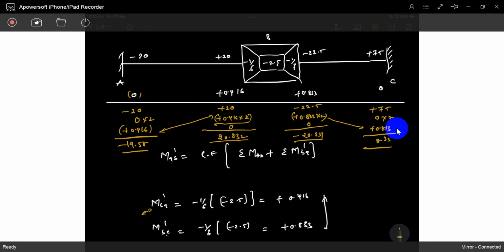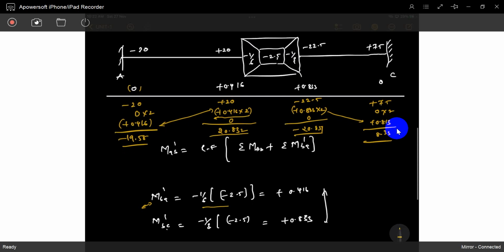Understood? Sir, what is this? This value also, see. Rotation contribution of half. We taken just the same stiffness. If you take just this, it's a distribution factor times the unbalanced moment. But we applied it as half. Multiply with half. Why is it half, sir? Because we taken this as 2 MA. That's why we just multiply with half.